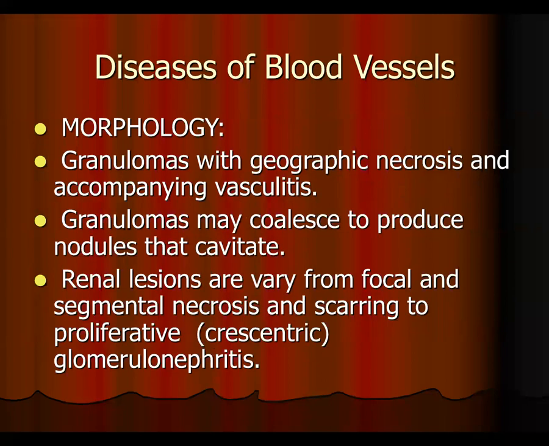Now, some of the morphological features: in the granulomatous inflammation, the granuloma formation can occur with a geographic distribution. Some of the granulomas may coalesce and form nodules, which may cavitate. The renal lesions vary from focal segmental glomerulonephritis to proliferative or crescentic glomerulonephritis, which can occur in these cases. So these are some diagnostic features for granulomatosis.